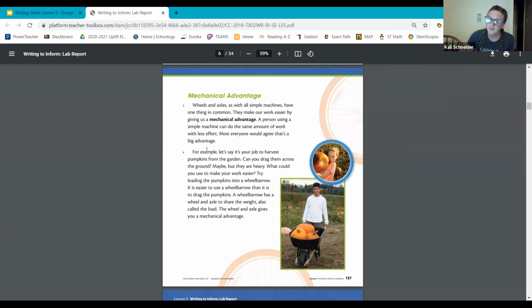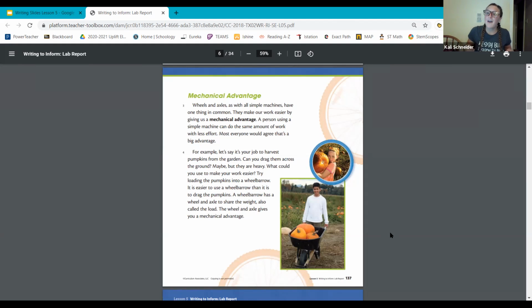Paragraph 4. For example, let's say it's your job to harvest pumpkins from the garden. Can you drag them across the ground? Maybe, but they're heavy. What could you use to make your work easier? Try loading the pumpkins into a wheelbarrow. It is easier to use a wheelbarrow than it is to drag the pumpkins. A wheelbarrow has a wheel and an axle to share the weight, also called the load. The wheel and axle gives you a mechanical advantage.